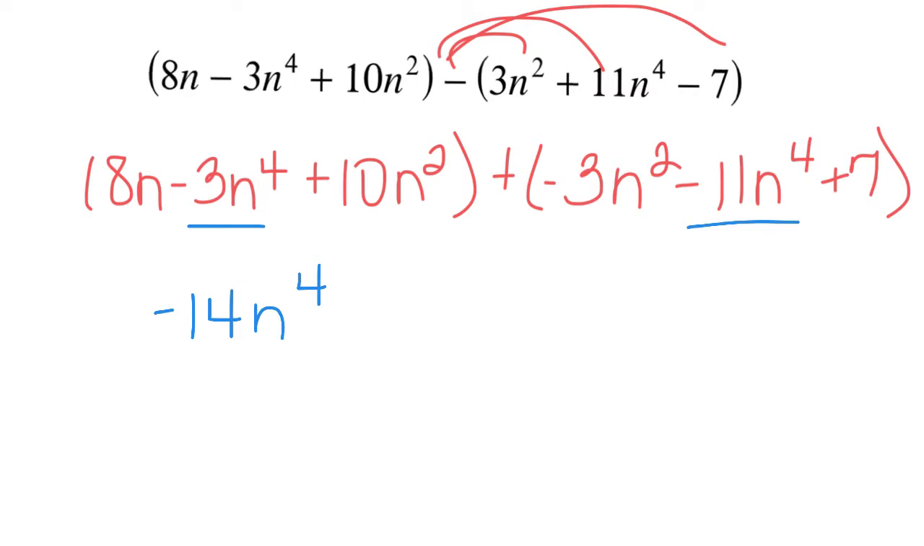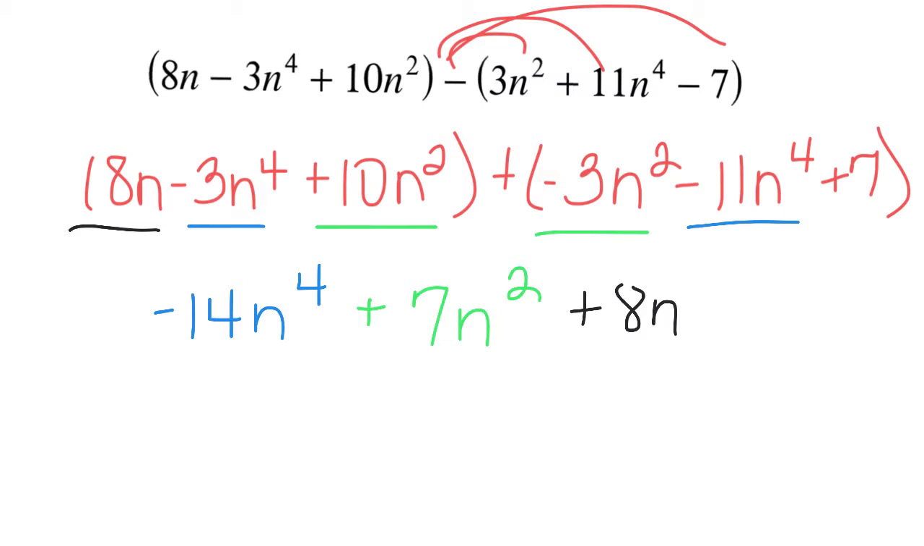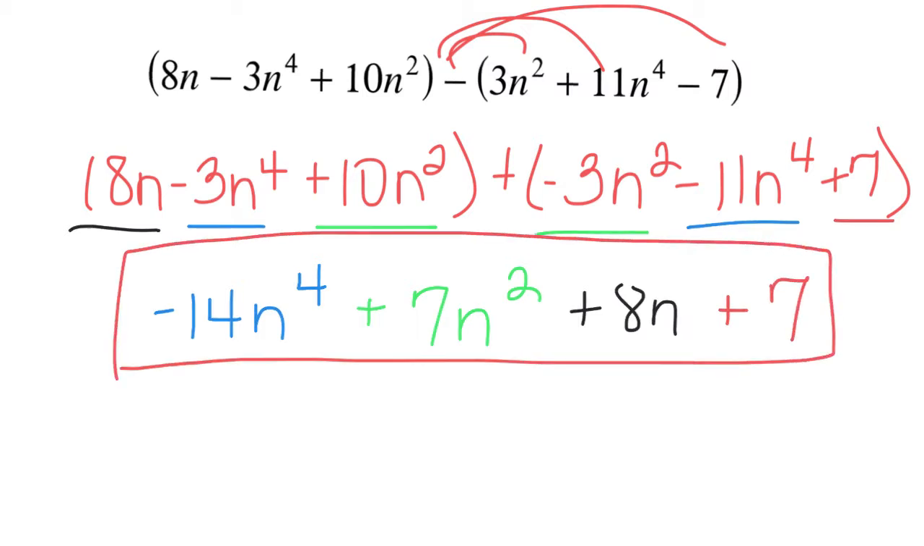I do not have any thirds. No thirds. I do have squareds. 10n squared plus negative 3n squared is positive 7n squared. I have an 8n on the left, so plus 8n. And then on the right, I have this positive 7. So this colorful little beauty right here is my final answer. It has 4 terms. Negative 14n to the 4th plus 7n squared plus 8n plus 7.